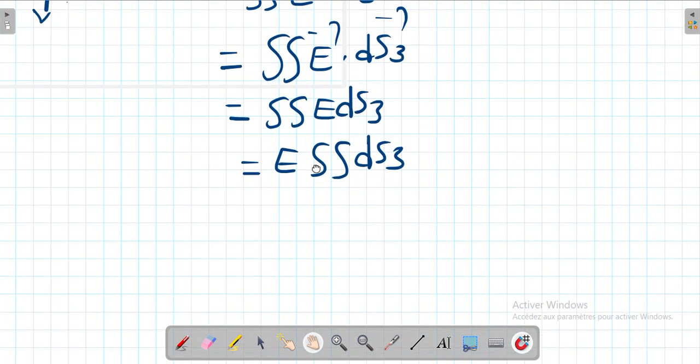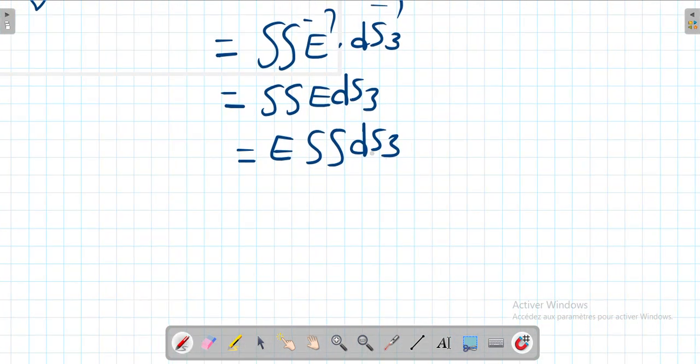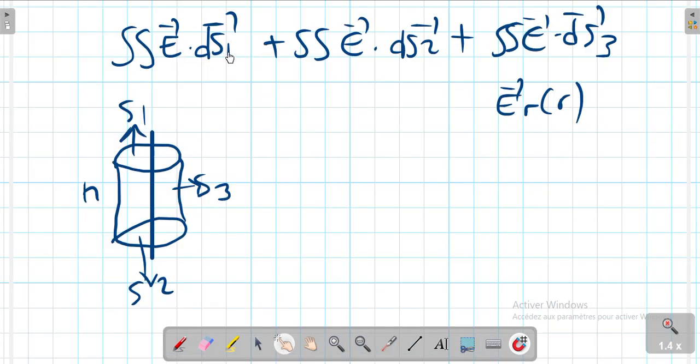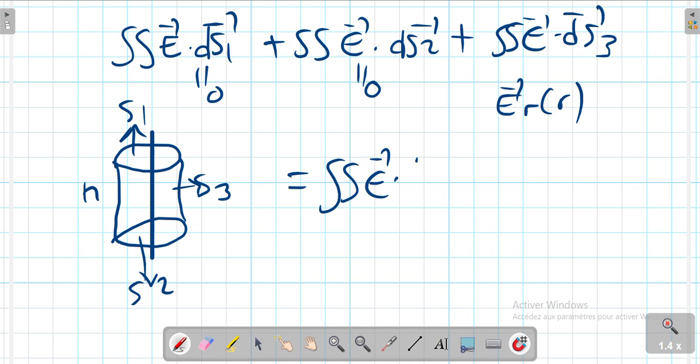I told you guys that whenever you are integrating, a double integral, a surface integral on a surface, the answer is that surface. So it's going to be E S3. As simple as that. To repeat, E and DS1 are not in the same direction, so this will be 0. E and DS2 is also not in the same direction, so this will be 0. So our integral is just going to be equal to the double integral of E dot ds3. E and ds3 are in the same direction.